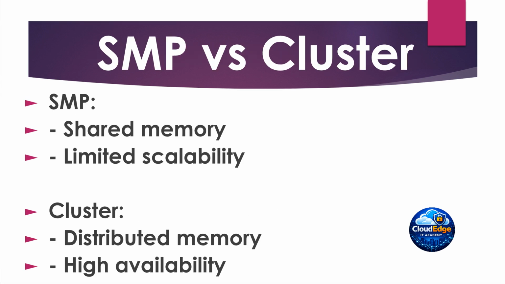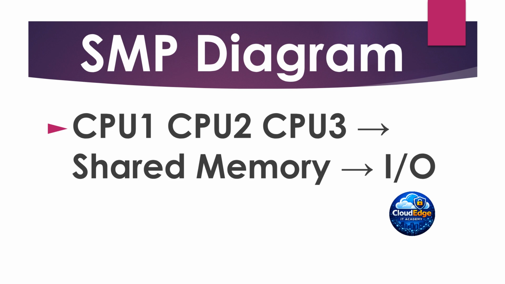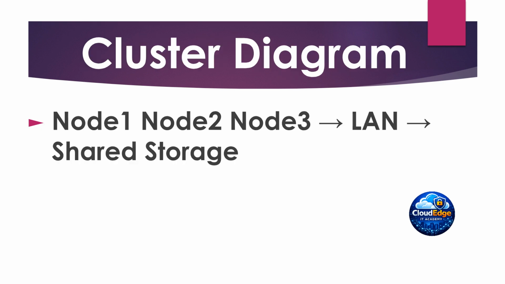SMP uses shared memory but has limited scalability. In contrast, clusters use distributed memory and offer high availability. The SMP diagram illustrates multiple CPUs accessing shared memory before performing I/O operations. The cluster diagram shows multiple nodes connected via a local area network, or LAN, to shared storage.